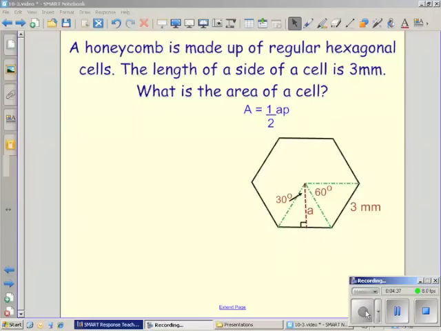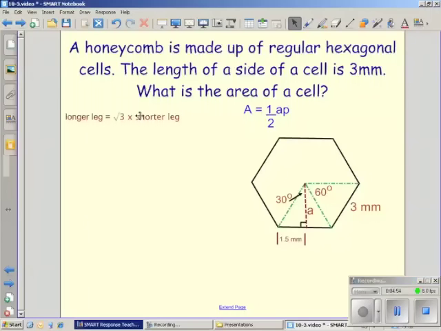You can see that the radii form a 60-degree angle at the center, so we can use the 30-60-90-degree triangle theorem to find the apothem. We know that the longer leg is equal to radical 3 times the shorter leg. And here's our shorter leg, the 1.5 millimeters, because it's half of the 3. So what we can do to find the apothem is radical 3 times 1.5, which is simply 1.5 radical 3. So now we have the apothem.